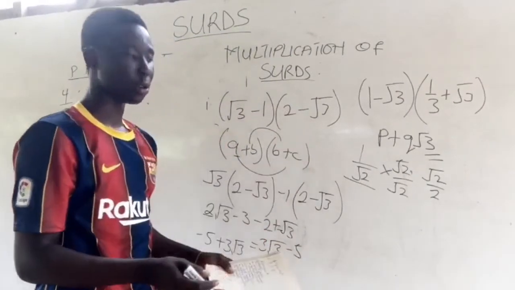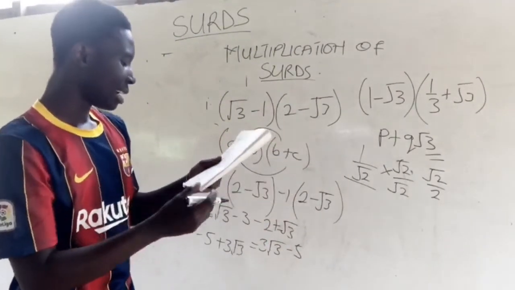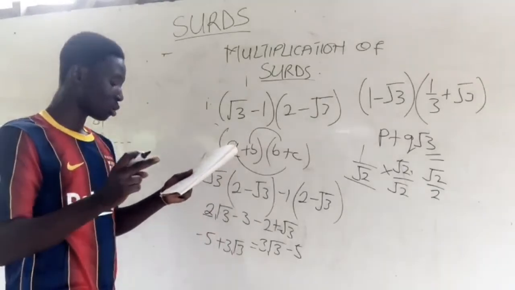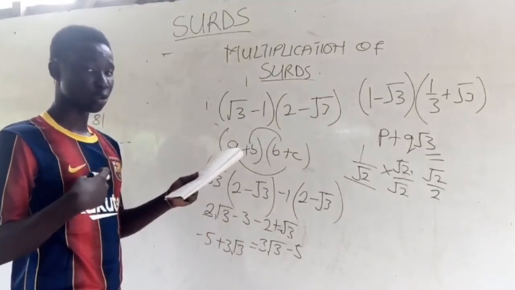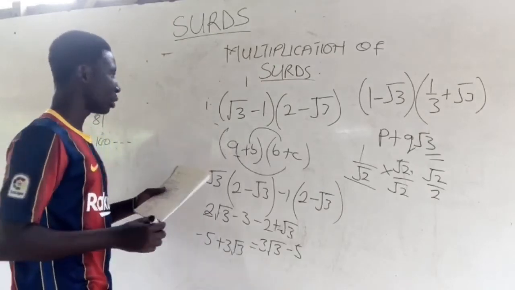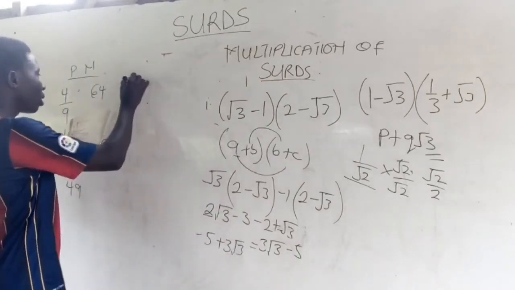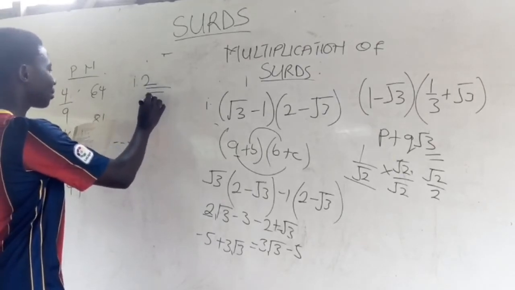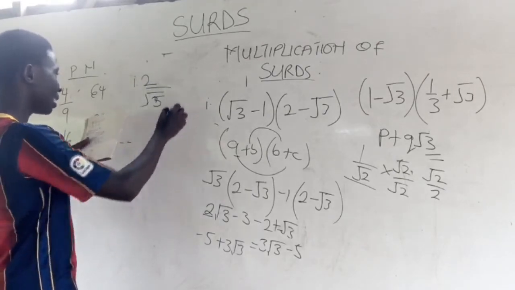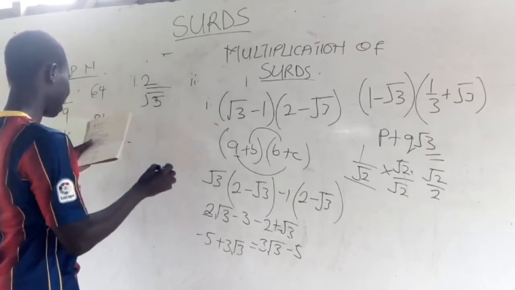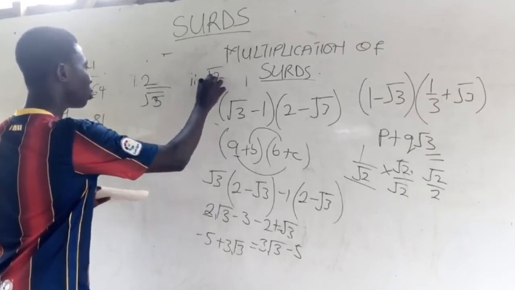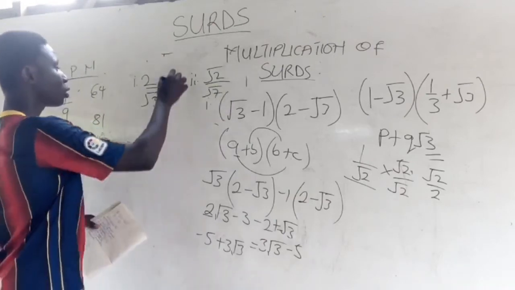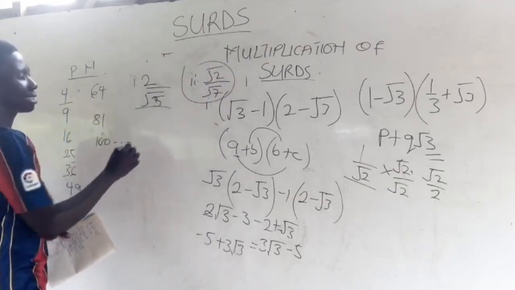So this is all about rationalization. I'm going to write two examples. You solve one and then I'll also solve the other. So these are the examples: 2 over root 5, and root 2 over root 7. So solve this and I'm also solving this.